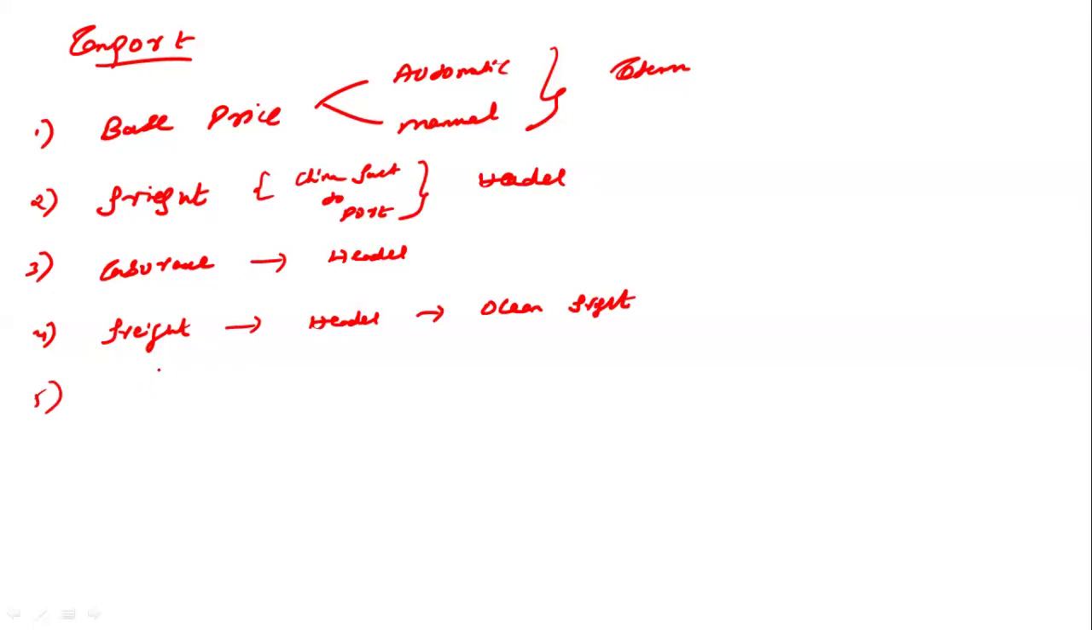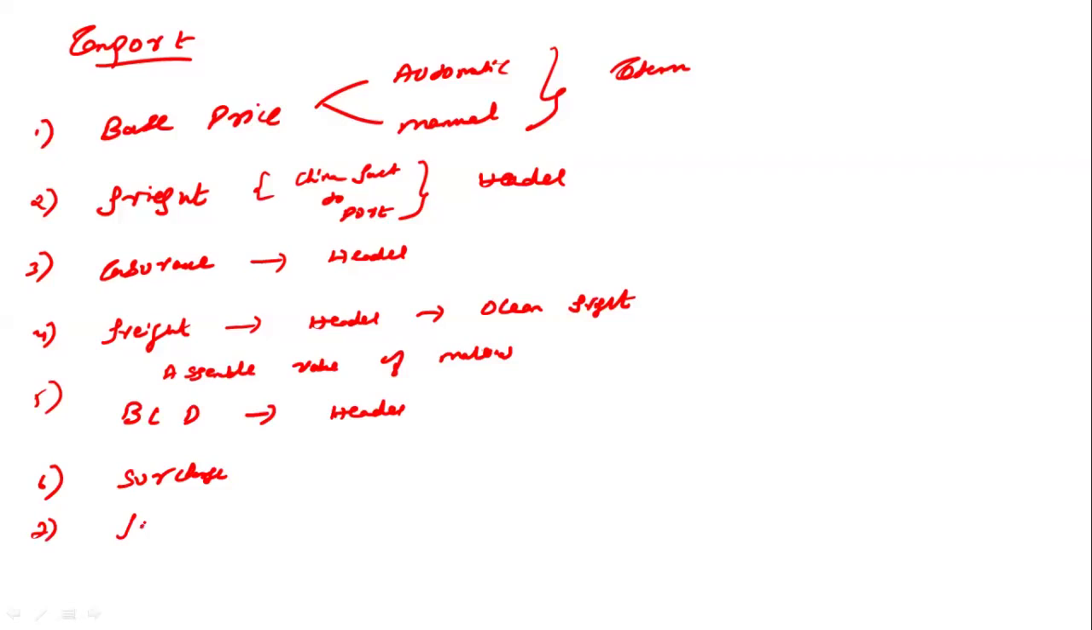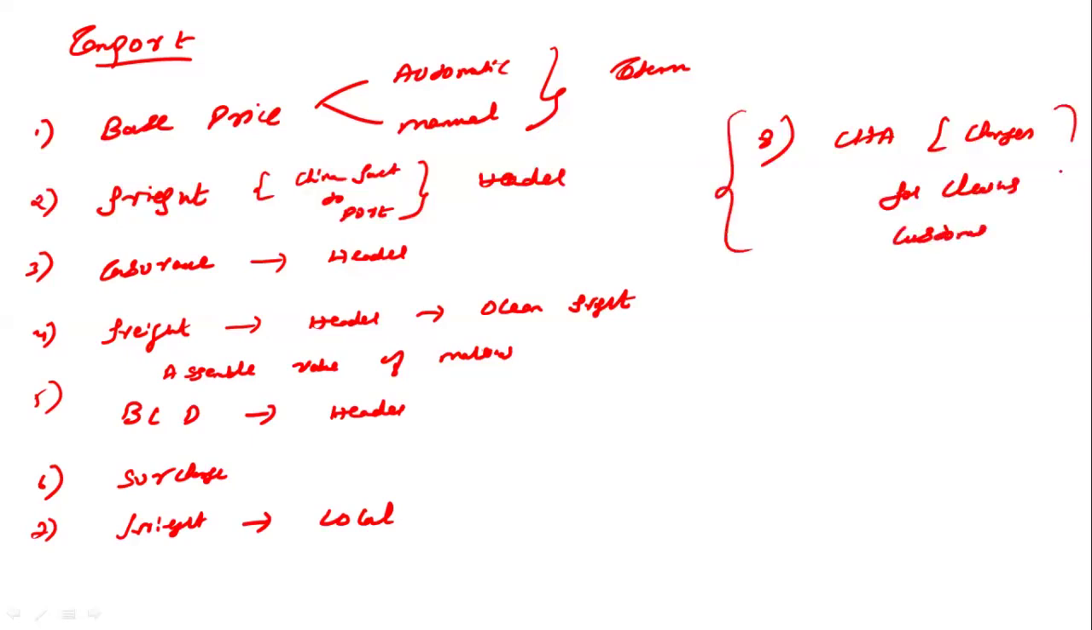Then as soon as it reaches India, you call it assessable value of material. Now you are going to pay the basic custom duties. This is going to be at header level. Then you have the surcharge. Then again you have the freight, this local freight. Then you have the CHA charges, charges for clearing customs. So this is additional.